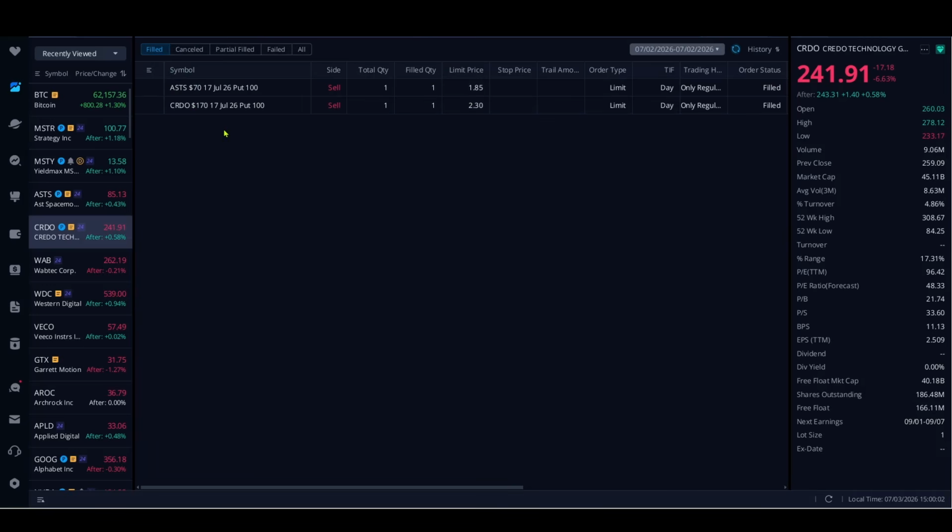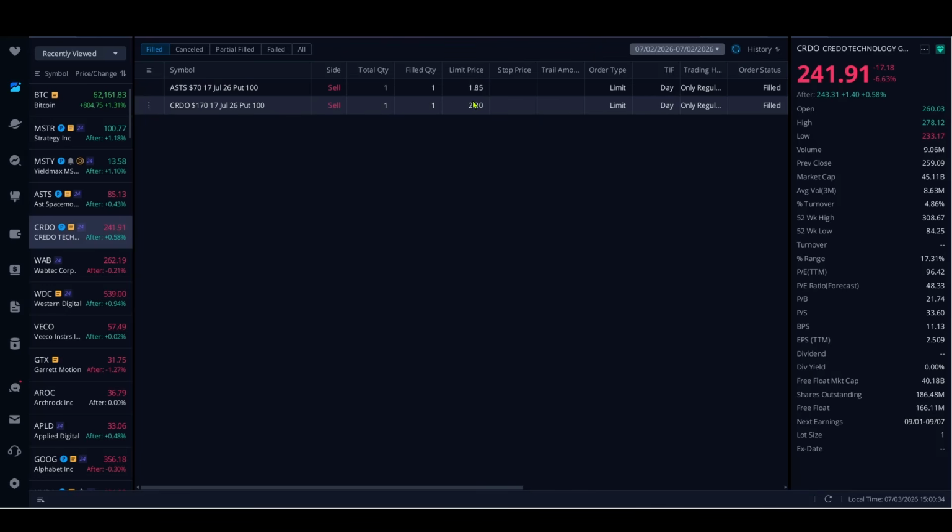And if we look here, you can see there's that CRDO put. I sold a put at a 170 strike for July 17th, and I earned $2.30 times 100 shares, or $230. And that's just for holding it 2 weeks. CRDO moves pretty fast, and I'm hoping this pops up and I can lock in about half of that, right? Because I got paid at $2.30.